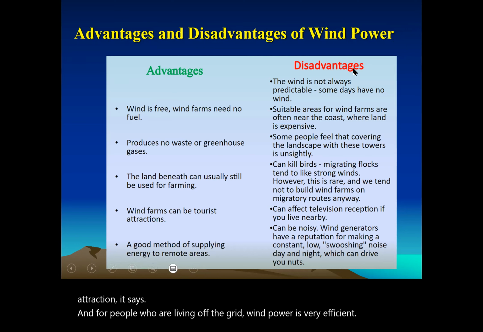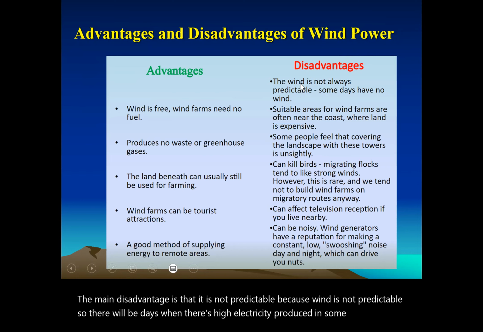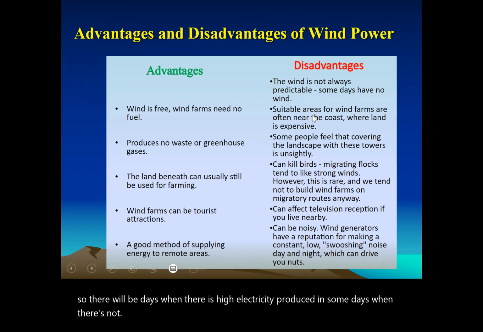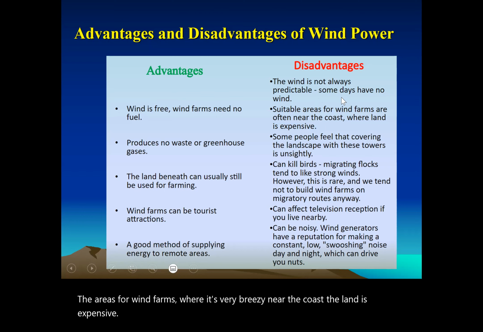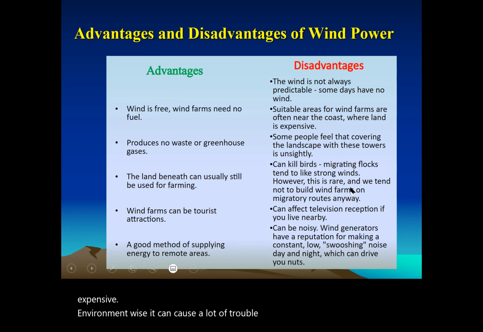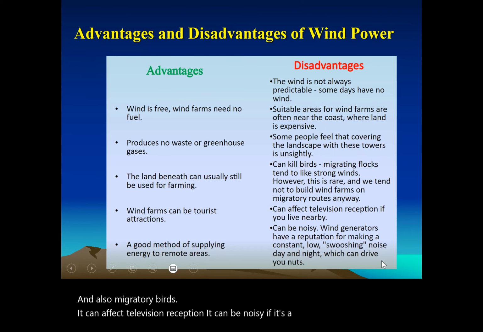The main disadvantage is that it is not predictable, because wind is not predictable. So there will be days when a lot of electricity is produced, and some days when there's not. In the areas for wind farms where it's very breezy near the coast, the land is expensive. Environment-wise, it can cause a lot of trouble to birds and also migratory birds. It can affect television reception. It can be noisy if it's in a neighborhood. So these are the disadvantages.